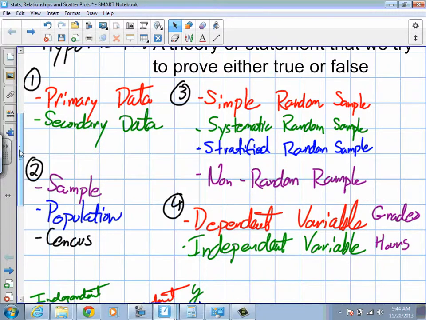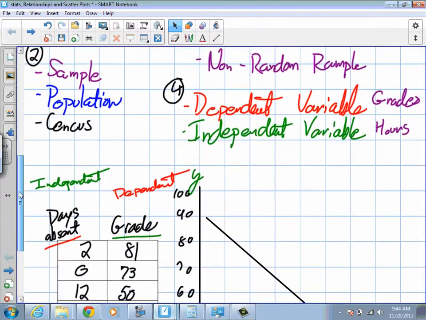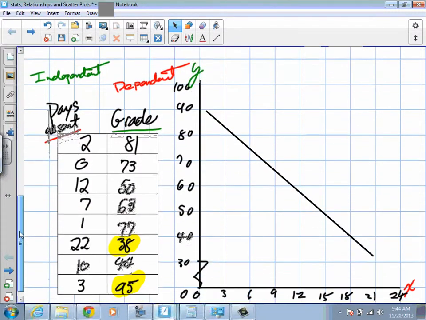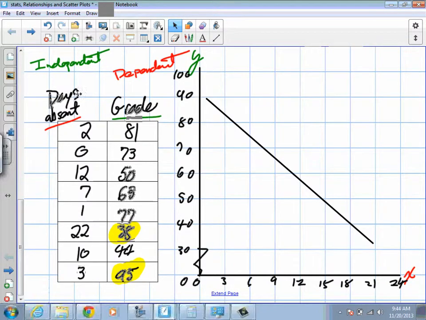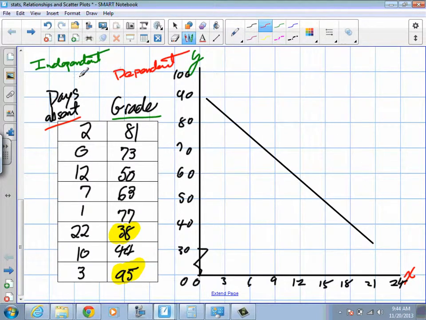So we're going to scroll down here, and we had days absent and grades. And it's already written above, but our days absent are our independent variable, okay? And our independent goes on our x-axis. And our grades are dependent on how many days we're at school, so that goes on our y-axis, okay? And I've written them in the backwards color, so I should write it like this.